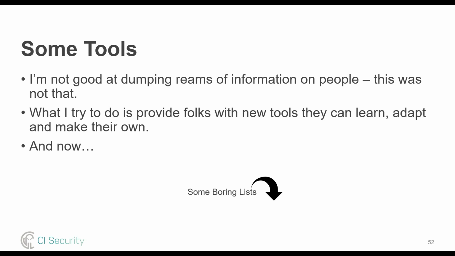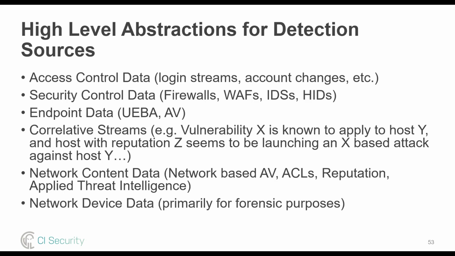I'm not really good at dumping reams of information on folks, and this wasn't intended to be that. This was intended to be structure around the conversation. So I'll walk through this really quickly. High-level sources ranked, not surprisingly, access control data at the top, security control data from firewalls, WAFs, IDSs, endpoint data from those various UEBA, AV systems, and so on.